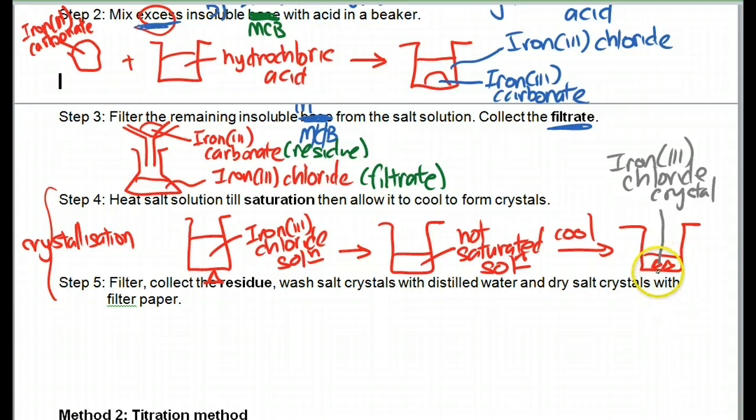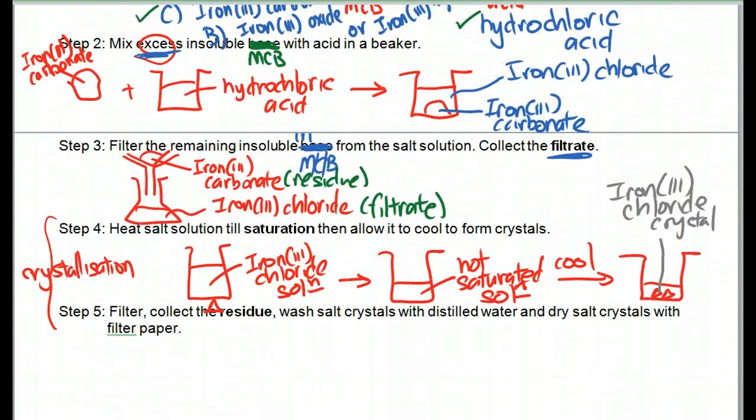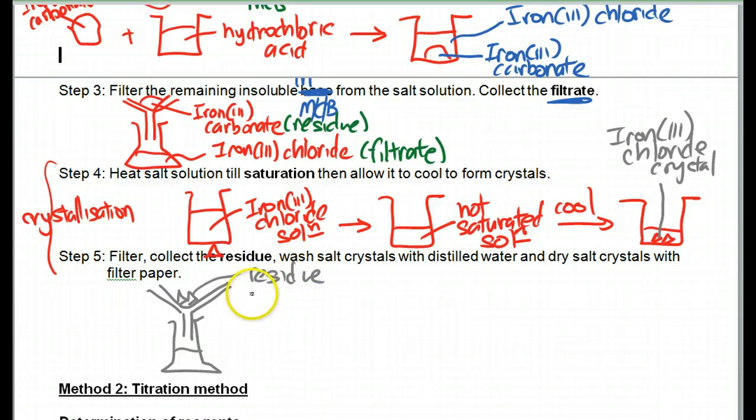So once your crystals are formed, you got a solid and liquid. What do you do next? How do I get the crystals? What I'll do is I'll filter and collect the residue. So take this, I'll pour it through to filter it. So my crystals will be here. This residue is actually your iron 3 chloride crystals.